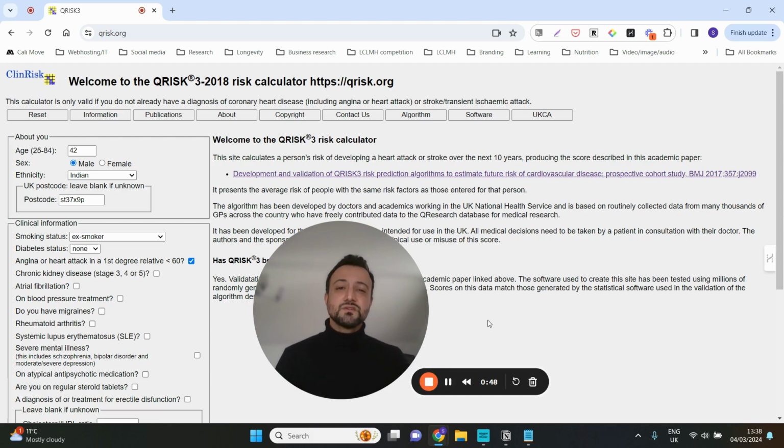Migraines. Migraines is an interesting one. This is a new one. So migraines didn't used to be in QRisk 2. This is something new that they've noticed, that people that have migraines, especially women, and especially when they have an aura, it does increase the risk of cardiovascular events. We don't know exactly why.